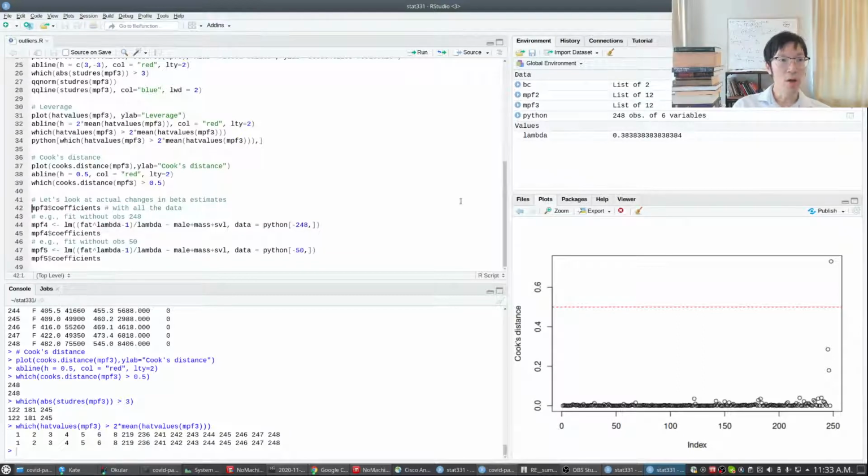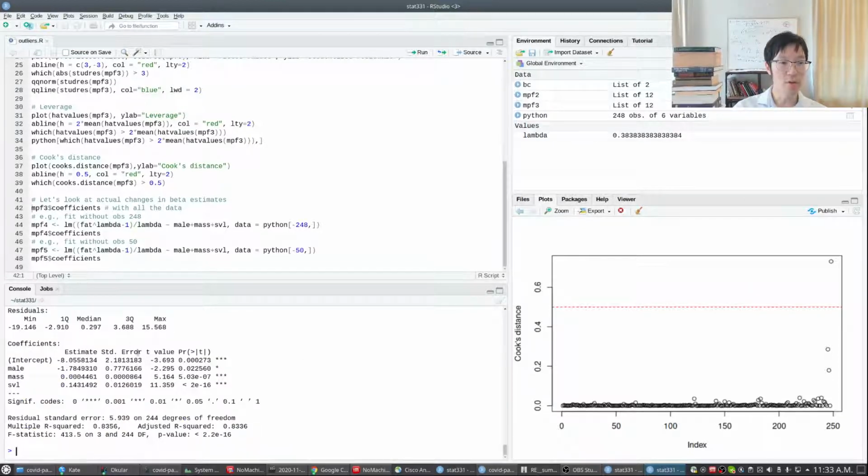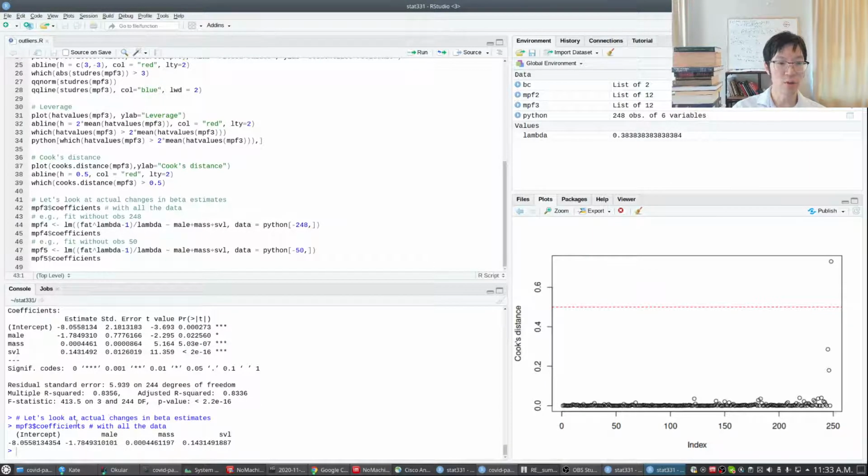So, okay, first we can extract the coefficients. Here's again the summary of the regression, and we can extract the beta hat by taking the coefficients from the fitted model. So that's these values: about -8 for the intercept, -1.78, and then the corresponding estimates for mass and the snout vent length. These are the beta hats with all of the data.